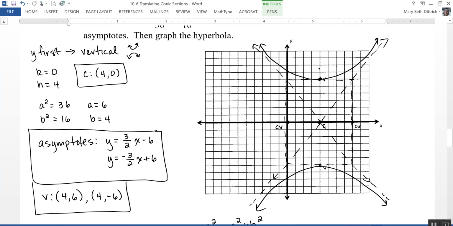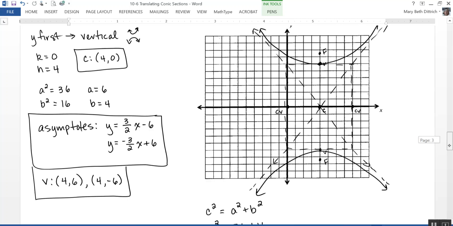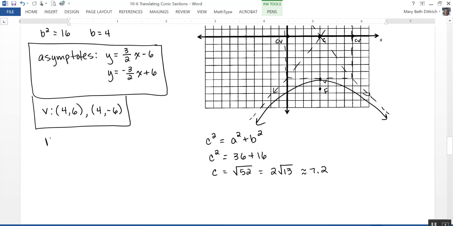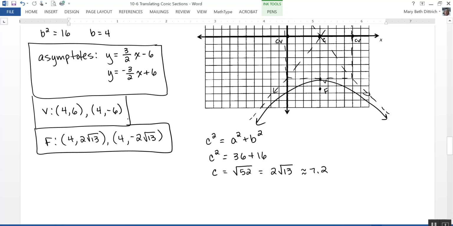So that was 6, 7.2, so I'm going to have a focus there. And that was 6, 7, and a little bit more. I'm going to have a focus approximately there. So the coordinates of those are going to be 4 and, oh yeah, basically I went up 2 square root of 13 and down 2 square root of 13. So my foci are at (4, 2 square root of 13) and (4, -2 square root of 13). And I think I answered all of the parts there.